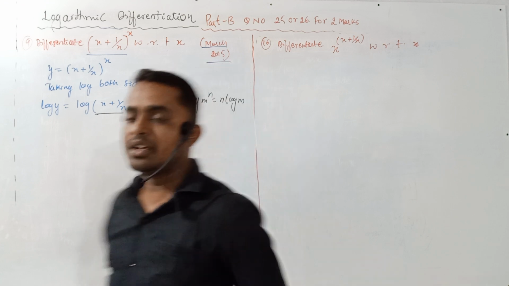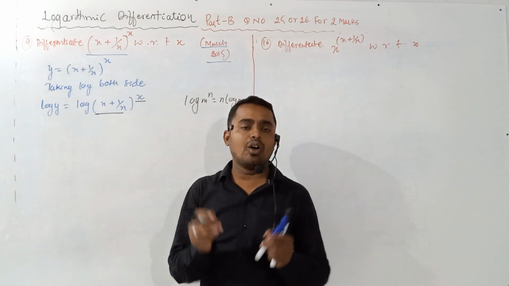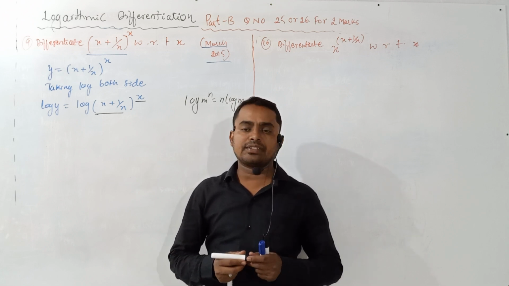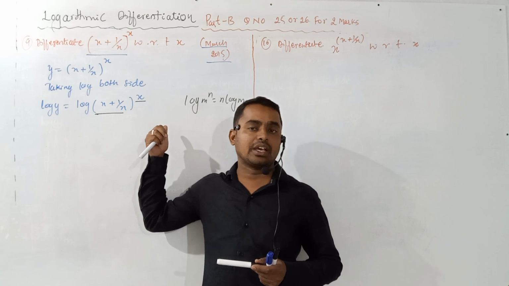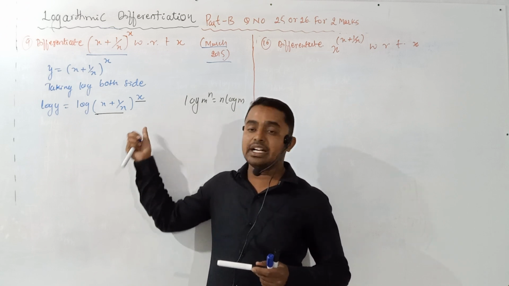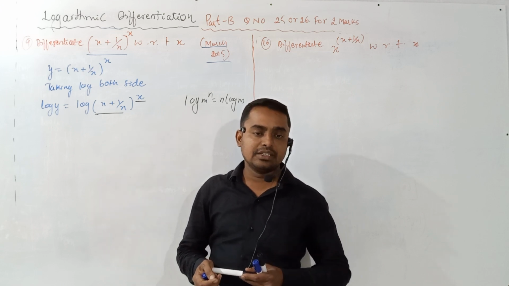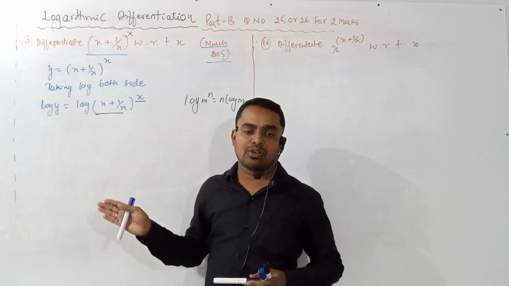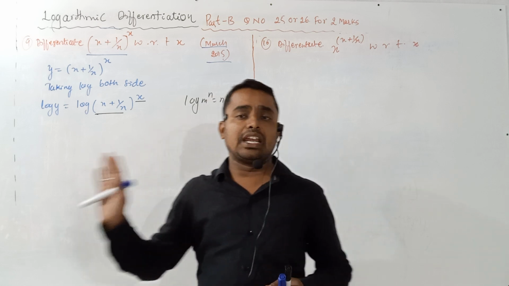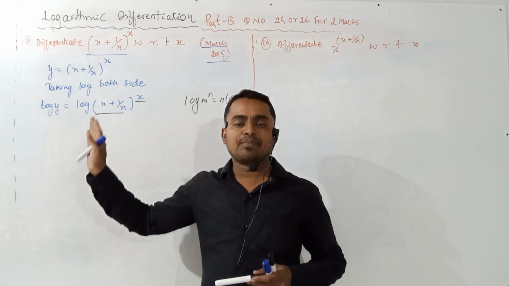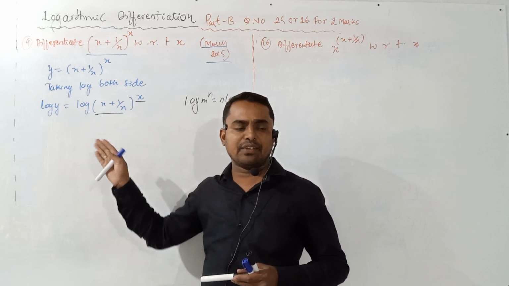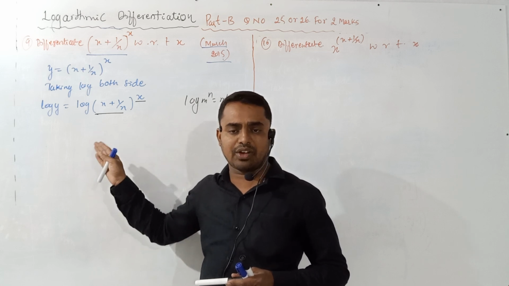Observe one thing common in all these problems. First we take log on both sides. Then we apply the property of log m raised to n, that is n into log m. Then we differentiate with respect to x. On the left hand side, the derivative of log y is 1 by y into dy by dx.